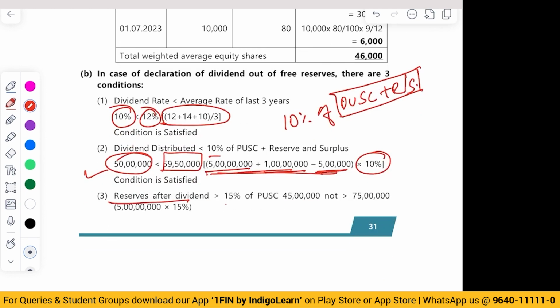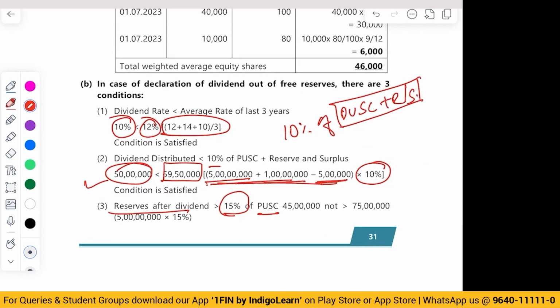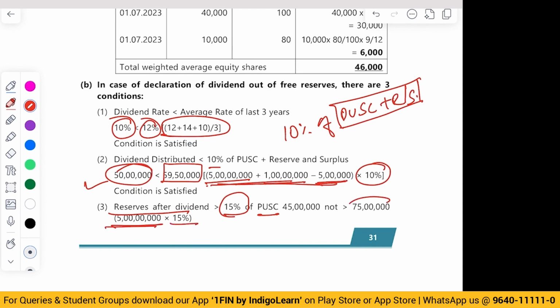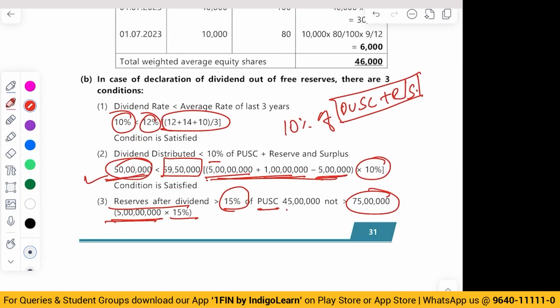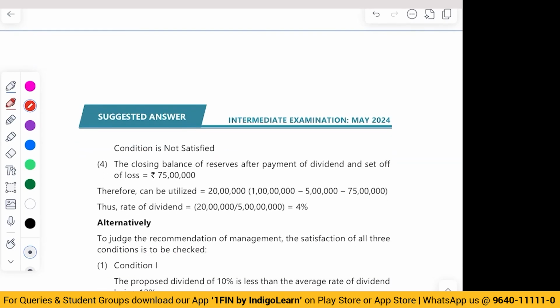Then, after declaration of dividend, 15% of paid up share capital, that is 5 crores ka 15%, it is 75 lakhs. Now, here if you see, the balance after you withdraw the money is not sufficient. You want to declare 50 lakhs of dividend. If you declare 50 lakhs of dividend, you are left with only 45 lakhs and you need 75 lakhs. So, the condition is not satisfied. Therefore, you cannot declare a 10% dividend because the condition is not satisfied.